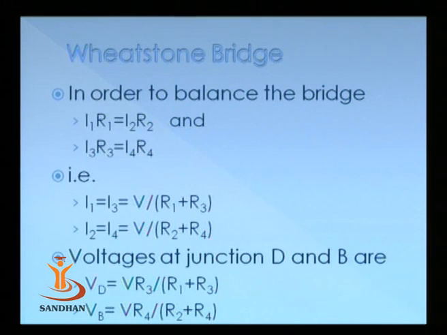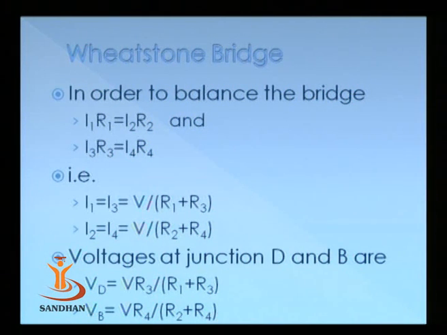In order to balance the bridge, the current passing through resistors R1 and R3 should be the same, and likewise through R2 and R4. That makes I1 equal to I3, which is the voltage divided by the total of R1 and R3, while I2 is equal to I4, the current through the second two arms, which is the voltage divided by the total of R2 and R4. This is the condition that makes null detection: the current passing through one branch is not passing through the other branch, so the galvanometer shows null deflection or zero current.